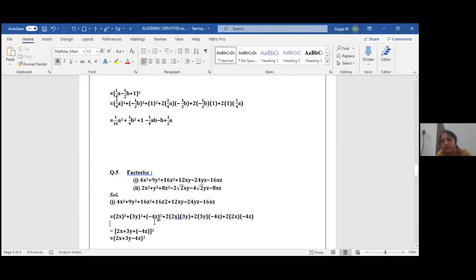This step is very important. Anyone have doubt, please ask here itself. In the last two terms, Z is common. So I'll say maybe Z is negative.